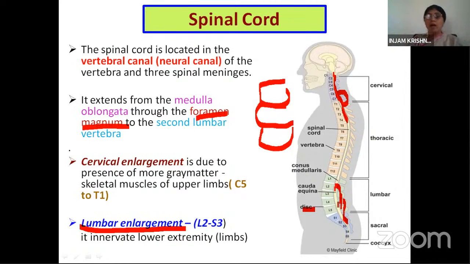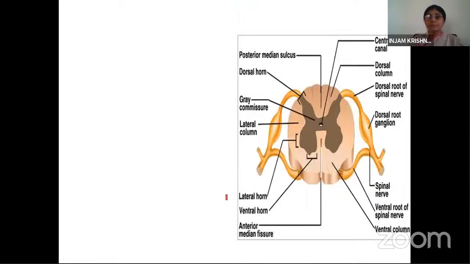And forelimbs, we have legs. Where do they locate? Where do they start? Where do they associate with the spinal cord? There so much gray matter is present, to send the nerves. That's why there is an enlargement. Next.